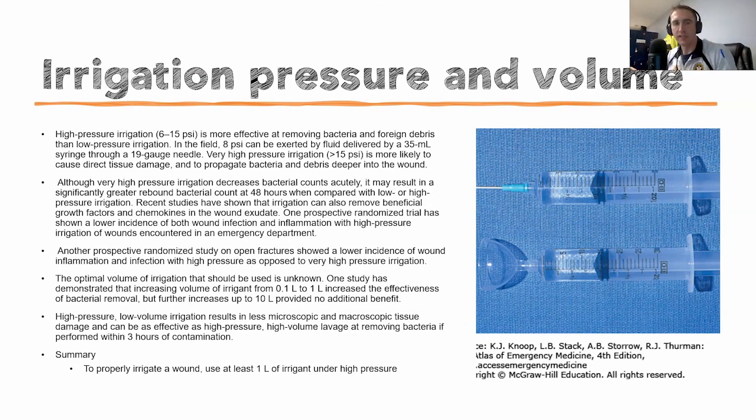And I'm not going to read through all of this. There's a lot of literature looking at the infection risk based on how much volume you use and how much pressure. So here's a summary. To properly irrigate a wound, you generally need about a liter of irrigant under high pressure. Now there's some literature arguing that you don't necessarily need high pressure, you might just need a lot of volume.